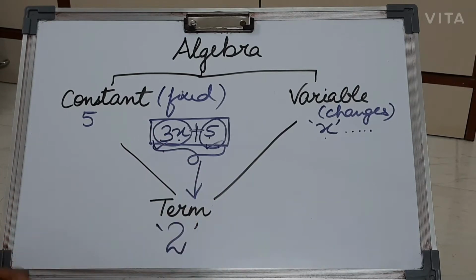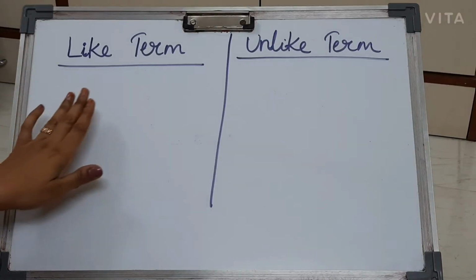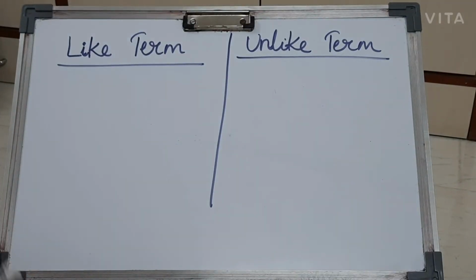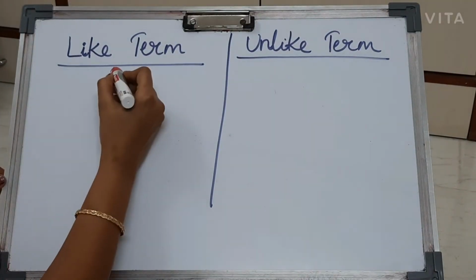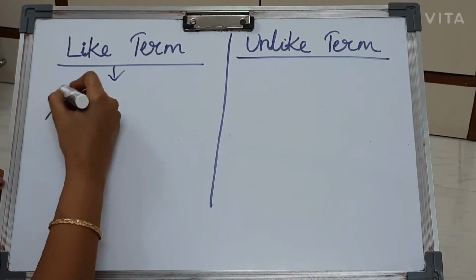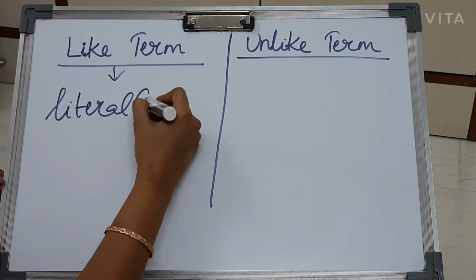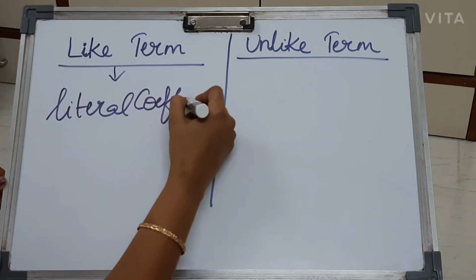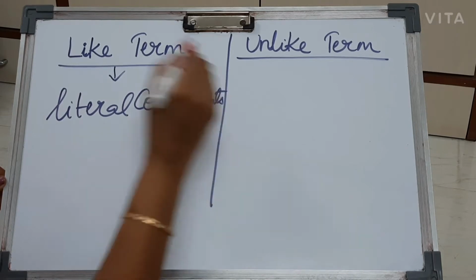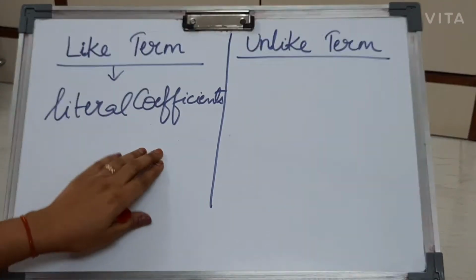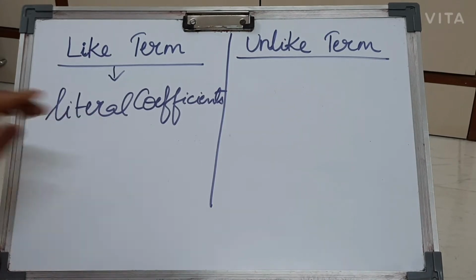Now before that I would like to explain the like term and unlike term first. So there are two kinds of terms, like term and unlike term, which we have to deal with in the whole algebraic chapter. Now in like terms there is one term called the literal coefficient. So what is this now? This relates to the value which changes.